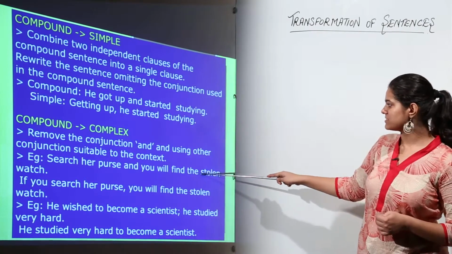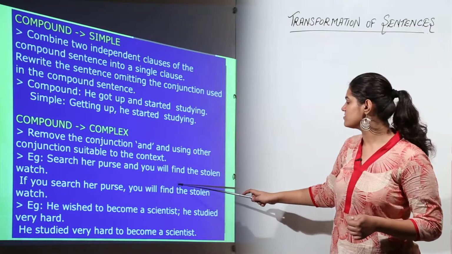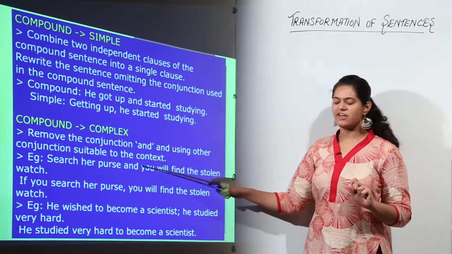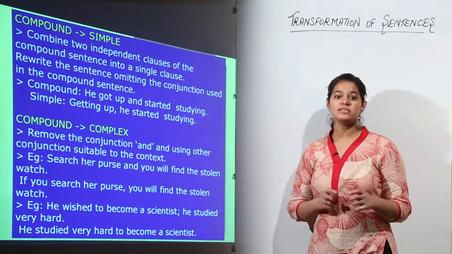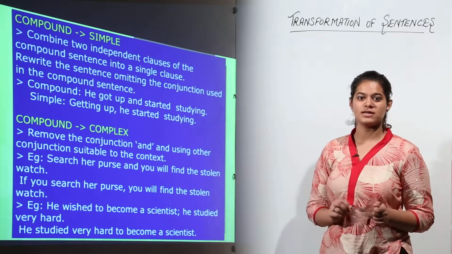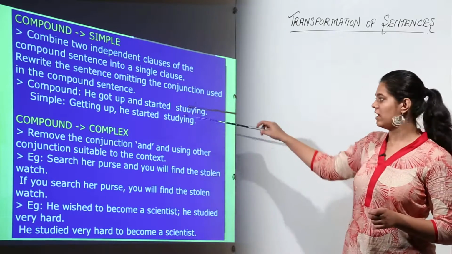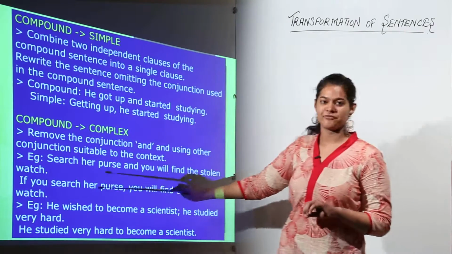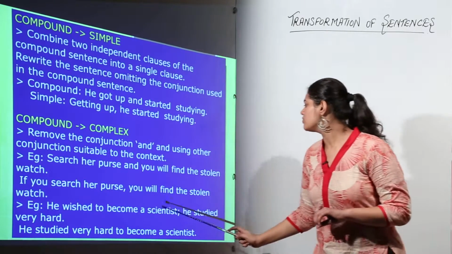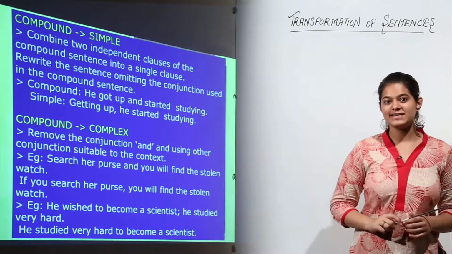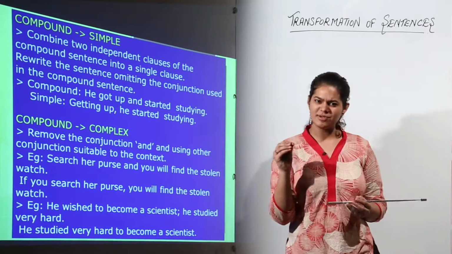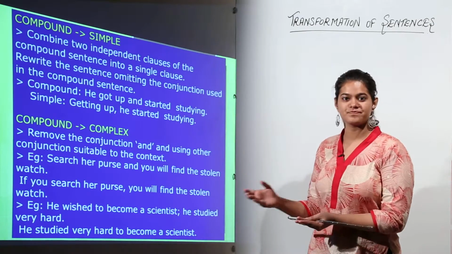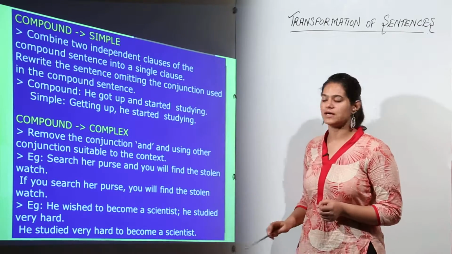This is the compound sentence: search her purse and you will find the stolen watch. We can figure out that there are two sentences and they have been joined using "and", right, but the dependency of the two sentences is not very clear. To make it more clear for converting into a complex sentence, what we do is we use "if". So, if you search her purse, you will find the stolen watch. Now, we see that the two sentences are not so easily separable, right. The dependency becomes more clear.